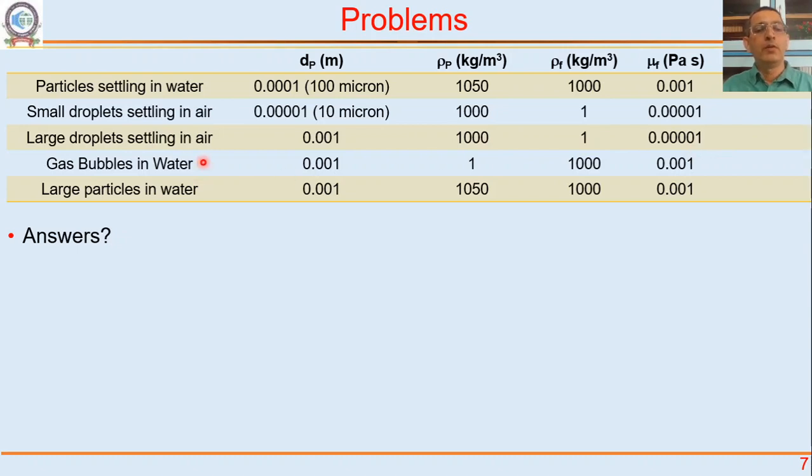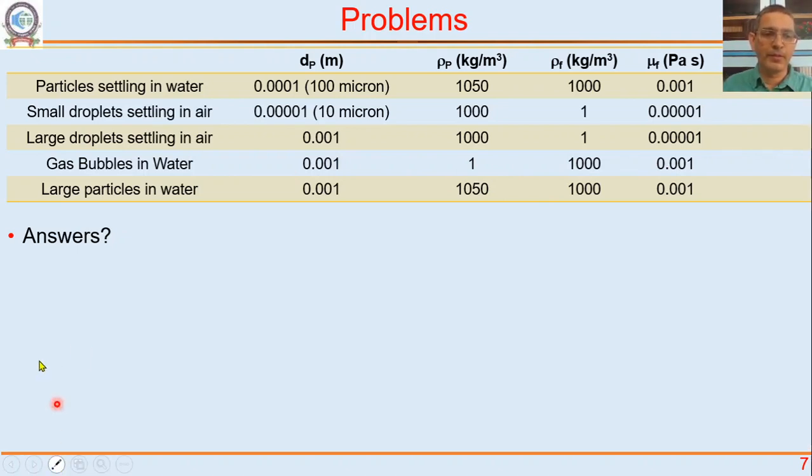Or you could have a particle which is less dense than the fluid. So you have a gas bubble in water. So bubble diameter is, let's say, 1 millimeter. Density of the bubble, now the particle in this particular case, is 1. Density of the fluid is 1000 and viscosity is 0.001. So in this case now, gravitational force will be less.